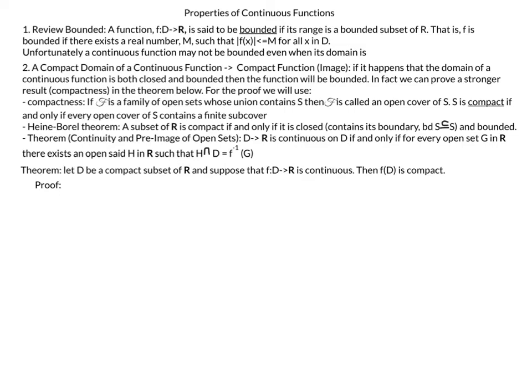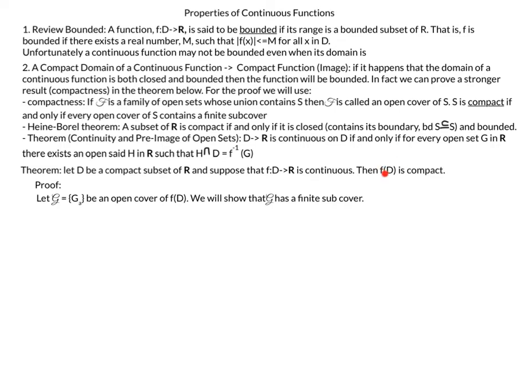Our first theorem tells us that continuous functions take compact sets into compact sets. So the theorem says if D is a compact subset of R, and suppose f maps from D to R and it's continuous, then f of D is compact.